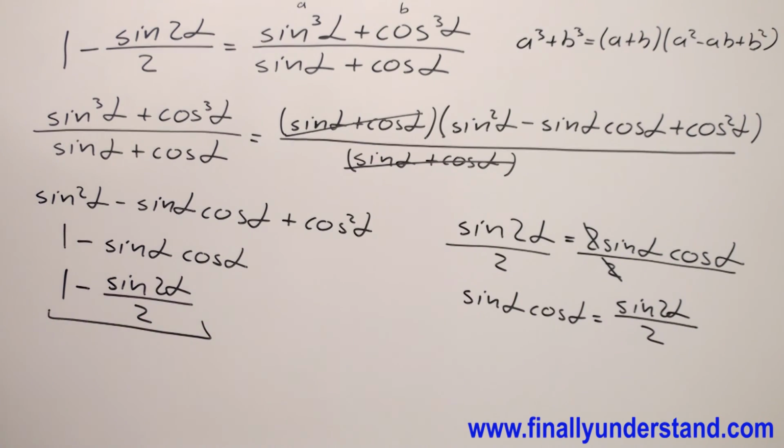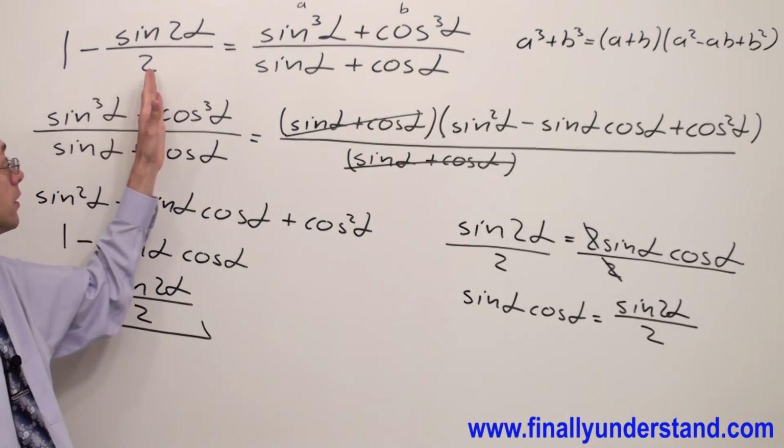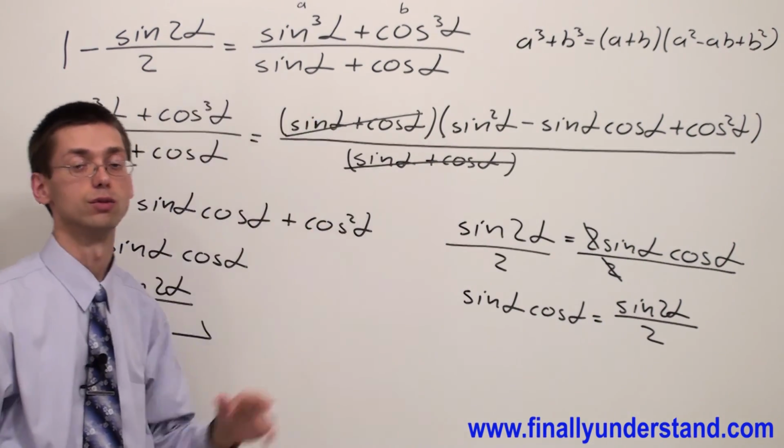Now we're supposed to look at the original identity. The left side is identical to the expression which we got after the simplification. So it means that the left side is equal to the right side.